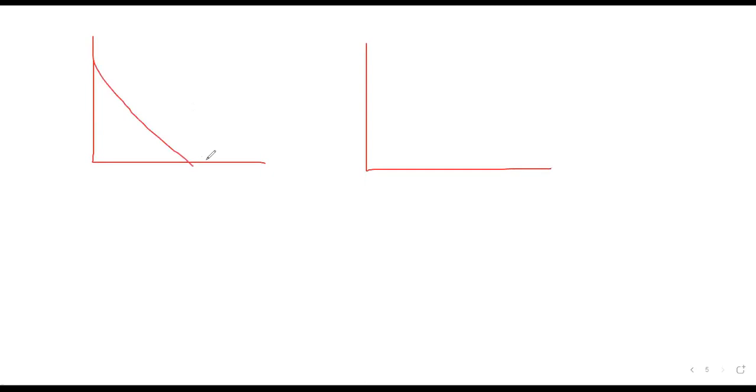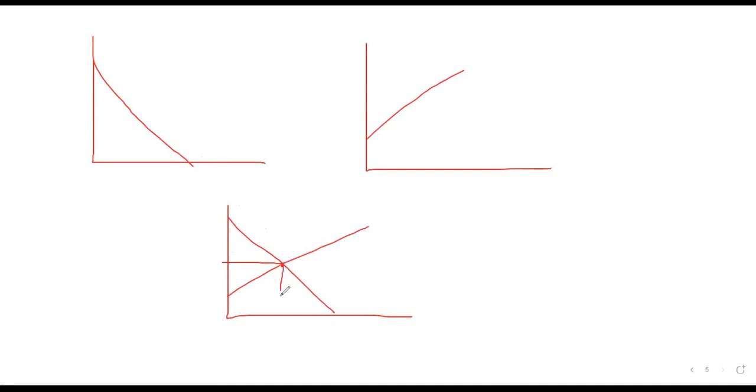Consumers want more for less. Suppliers also want more money. So these two will meet at a point called equilibrium. Equilibrium is simply a point where demand meets supply. So this point here is called equilibrium.